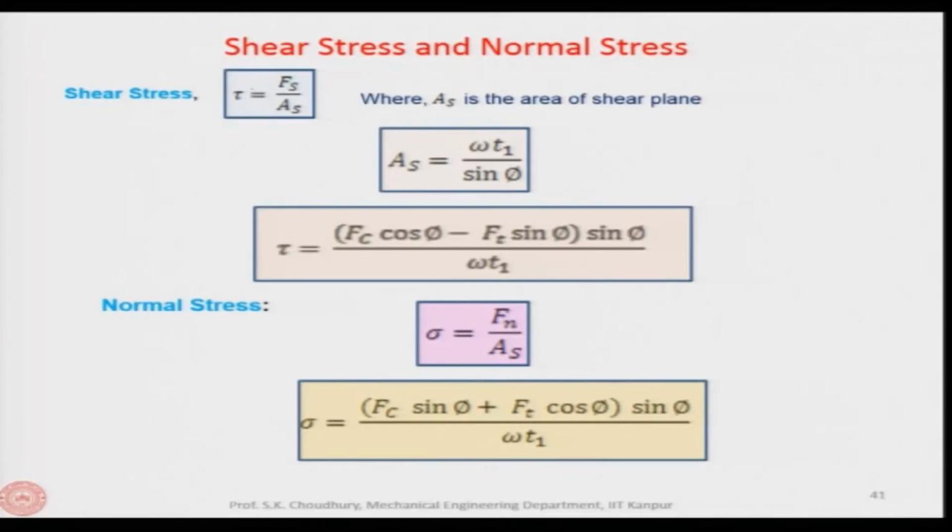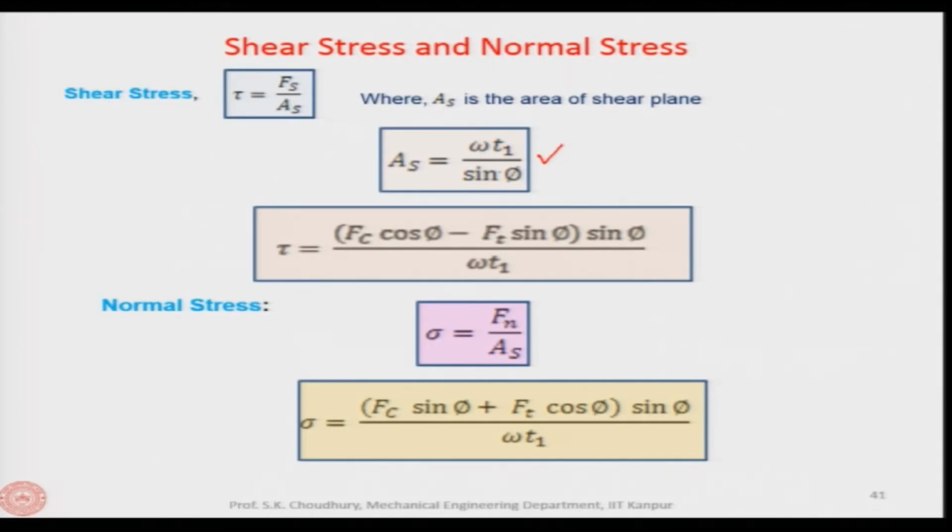Now that we found out the Fc, we can find out the shear stress as Fs divided by As. The As, which is the area of the shear plane, we have already seen is W T1 divided by sin phi. Area is equal to width into length, and length is T1 by sin phi. I have already shown it to you.